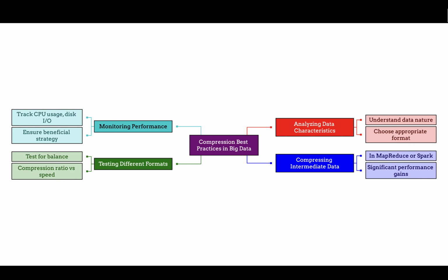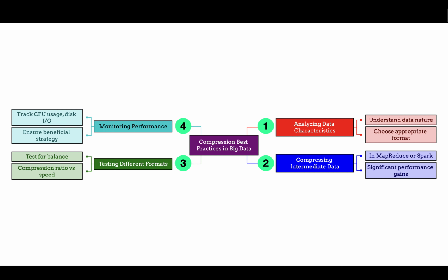Compression best practices in big data. 1. Analyzing data characteristics. Understanding the nature of the data, for example, text, binary, structured, unstructured, is key to choosing the appropriate compression format. 2. Compressing intermediate data. In processing frameworks like MapReduce or Spark, compressing intermediate data can lead to significant performance gains. 3. Testing different formats. It's advisable to test different compression formats to find the right balance between compression ratio and the speed of compression/decompression for your specific use case.